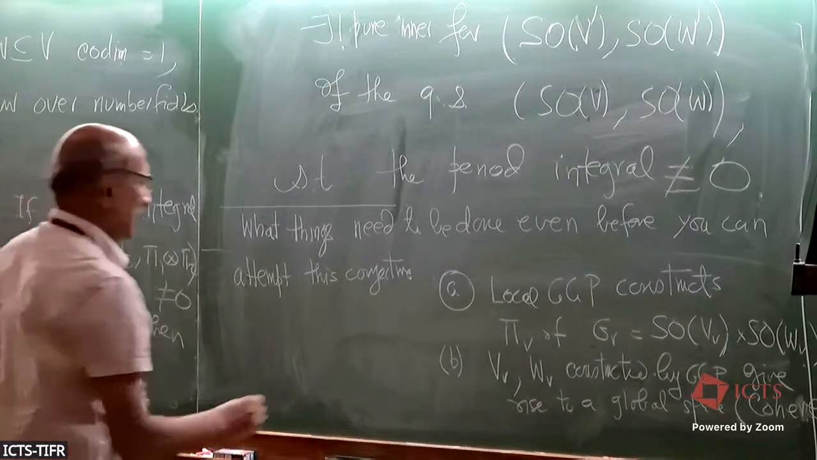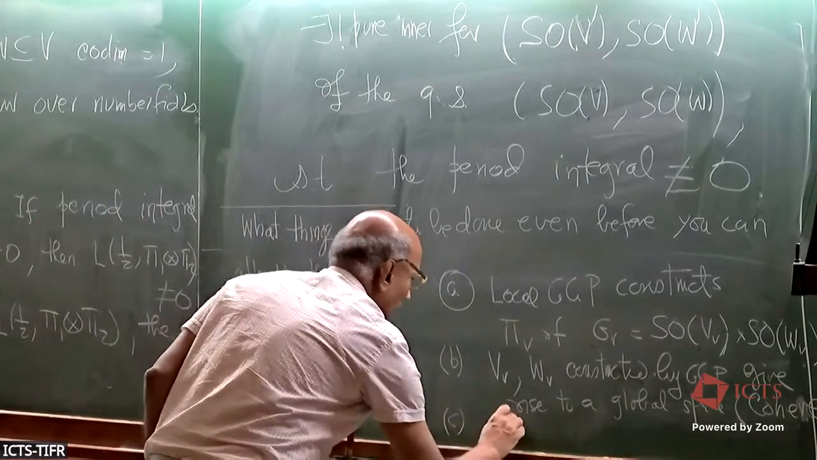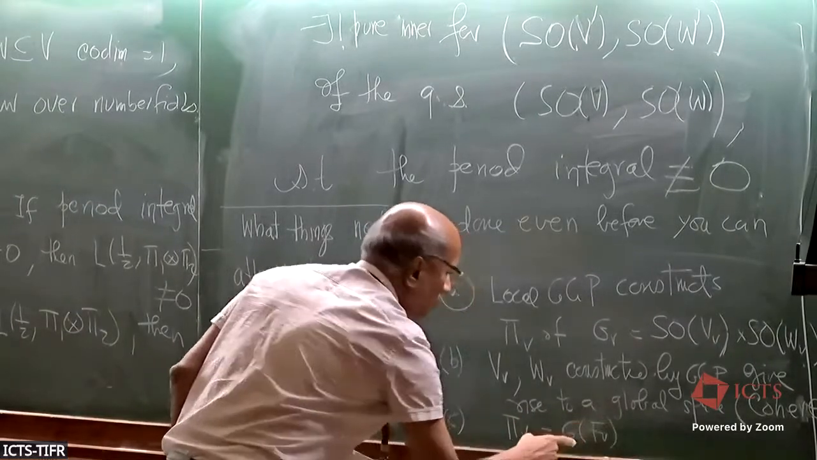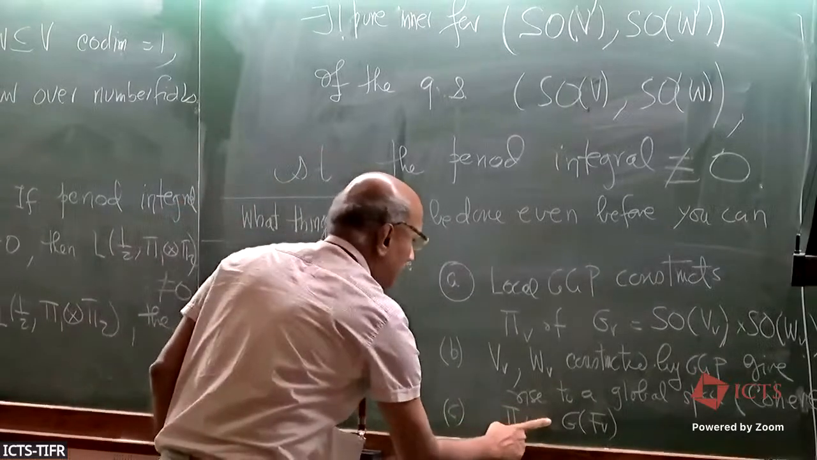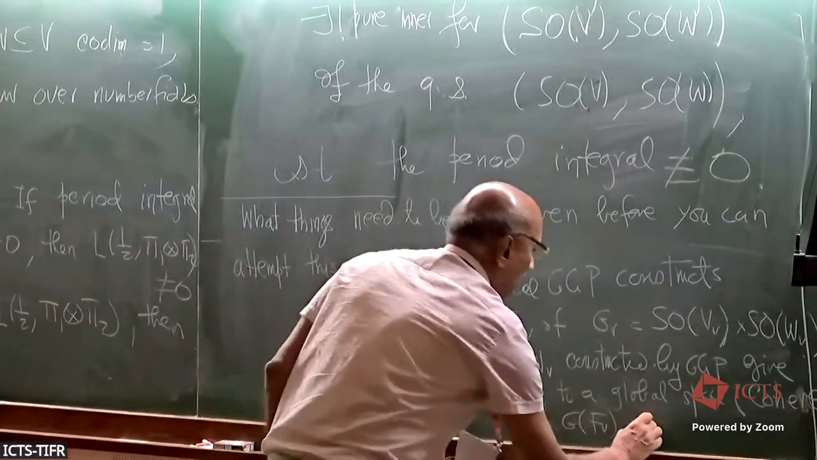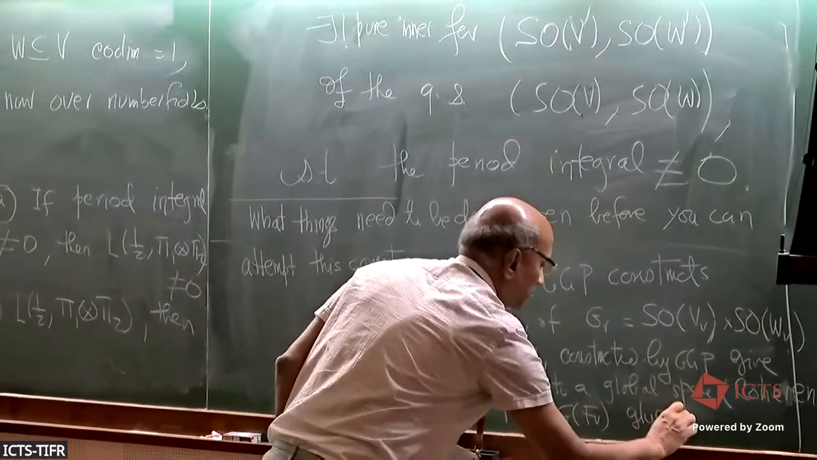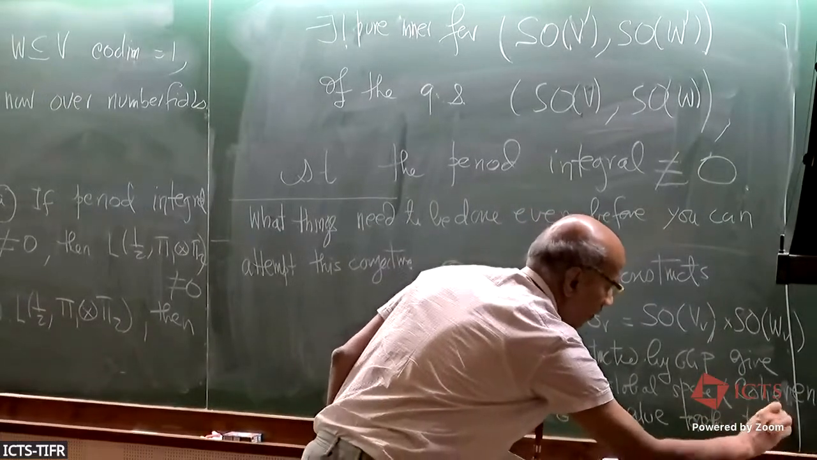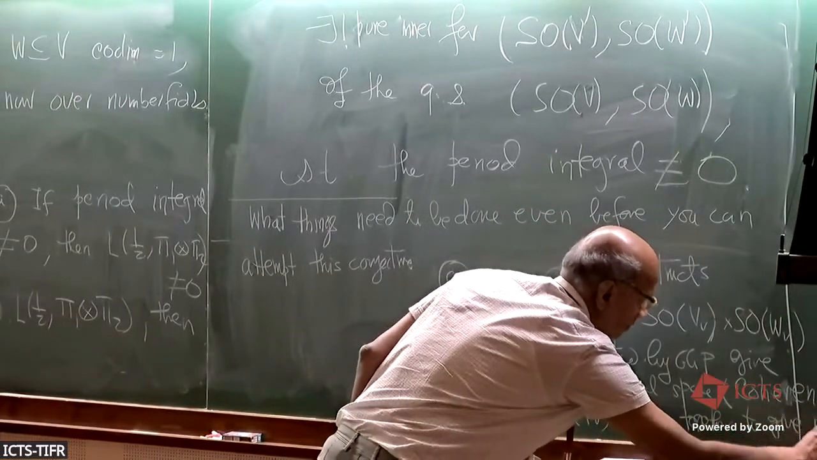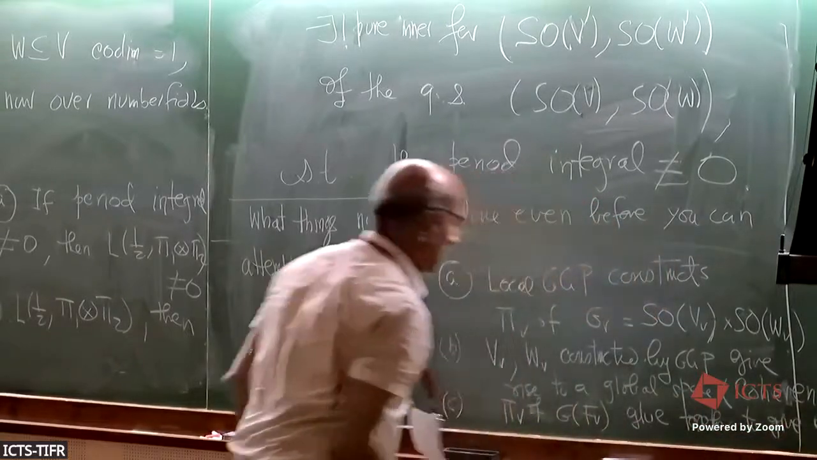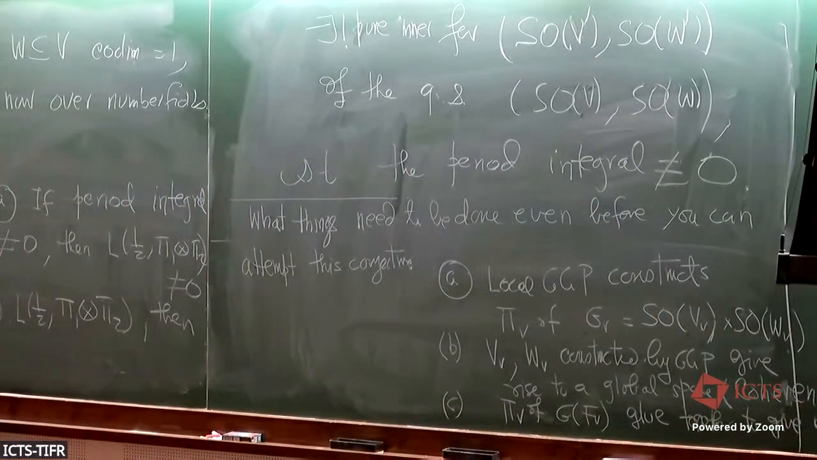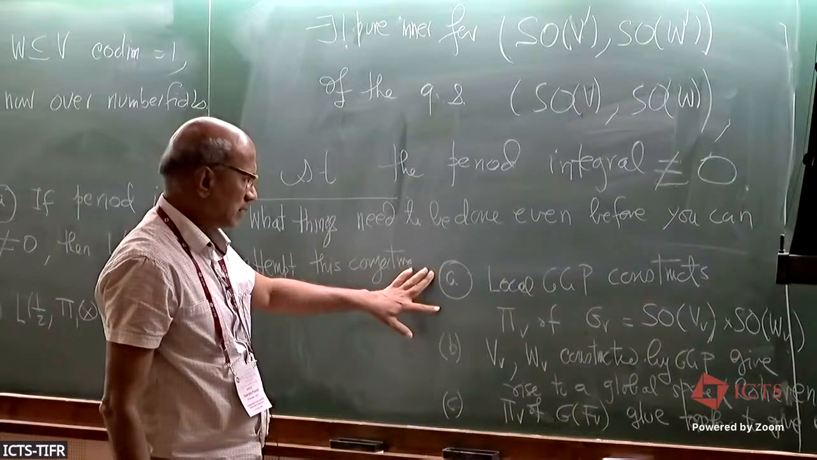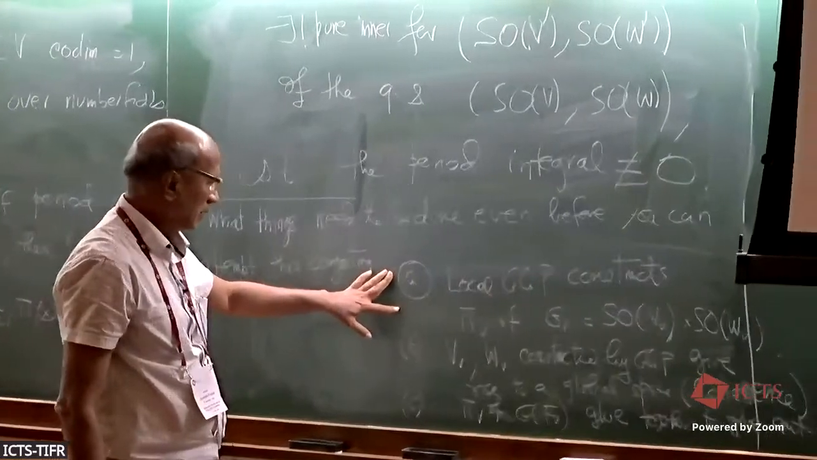Then part C is that these representations pi v of now GFV. So now there is a global group and a local representation glue together to give you an automorphic representation of the group G. So in a certain sense, this relevance condition is quite easily built in.